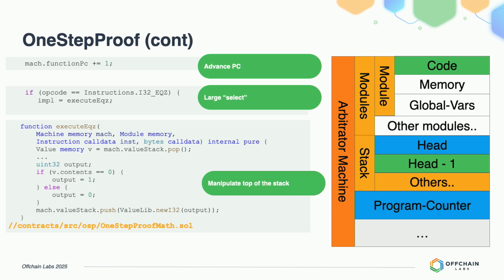And so pop the head of the stack, check if it's a 0 or a 1, push a 0 or a 1 accordingly. When I did both the program counter advancement and that execute EQZ, I changed the representation of the arbitrator machine. I changed what I now know about the world. So all that's left for me to do is check the hash of this new updated machine. And this will absolutely 100% be proven to be the next machine hash.